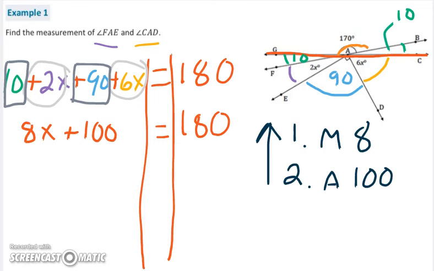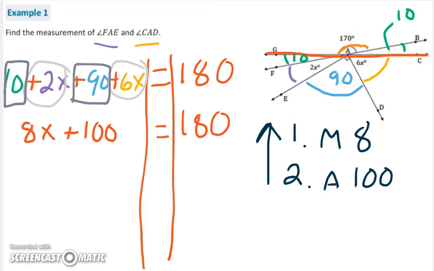Angle FAE. Well, we said that was 2x. So now just write 2, substitute in the x, which is 10. Oh, well, that was easy. We know the guy's 20 degrees. Let's just finish this up.